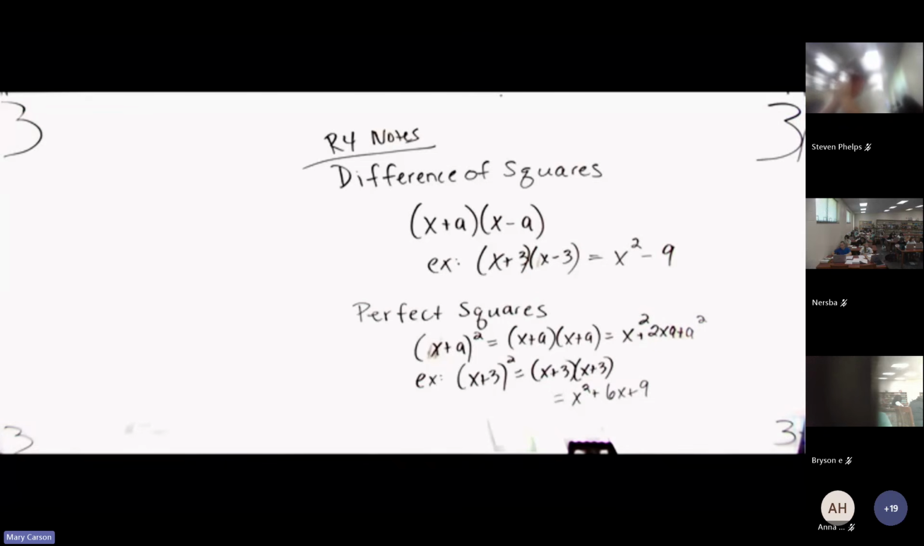All right, questions on these two? Y'all have seen these before? Hopefully. Difference of squares, perfect squares.